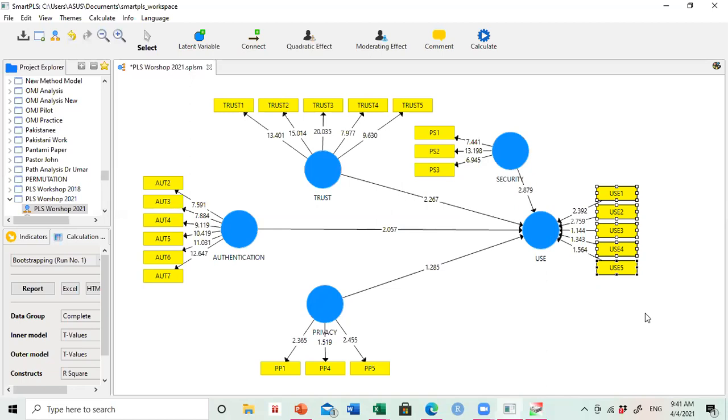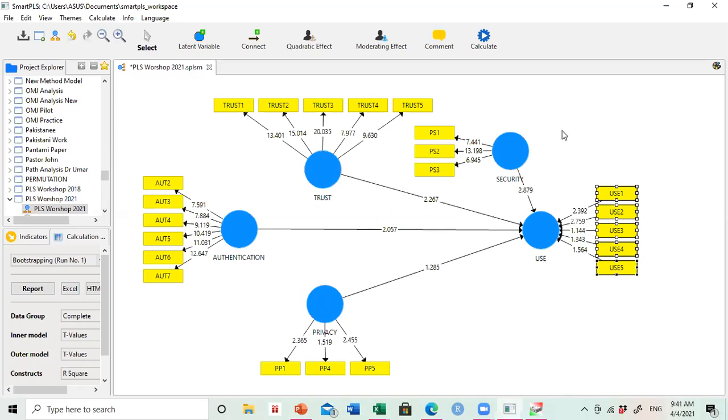Sorry, sir. You said we go back to check the loading of each of the items, if it is greater than 0... what? It is 0.6. Thank you, sir. Yes, if it's greater than 0.6, you leave the item. Yes, exactly. You leave the item. Okay, that's it.